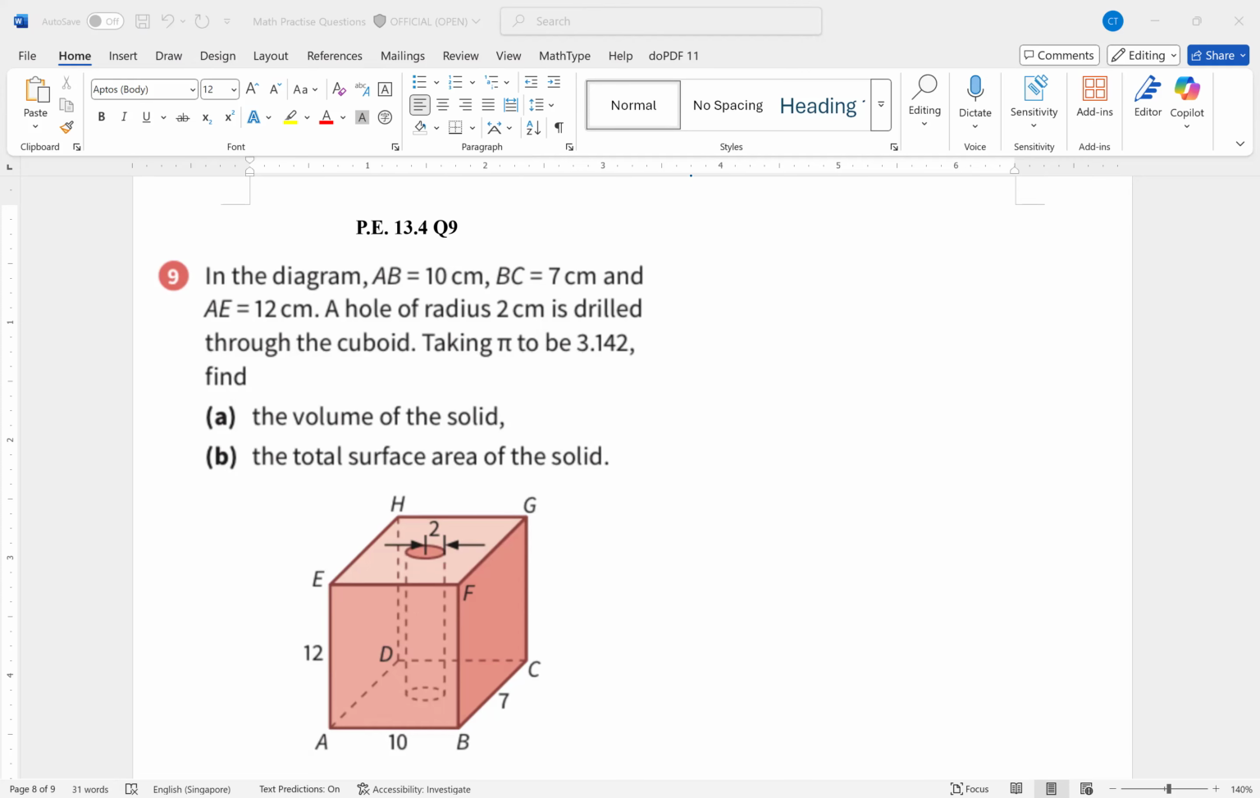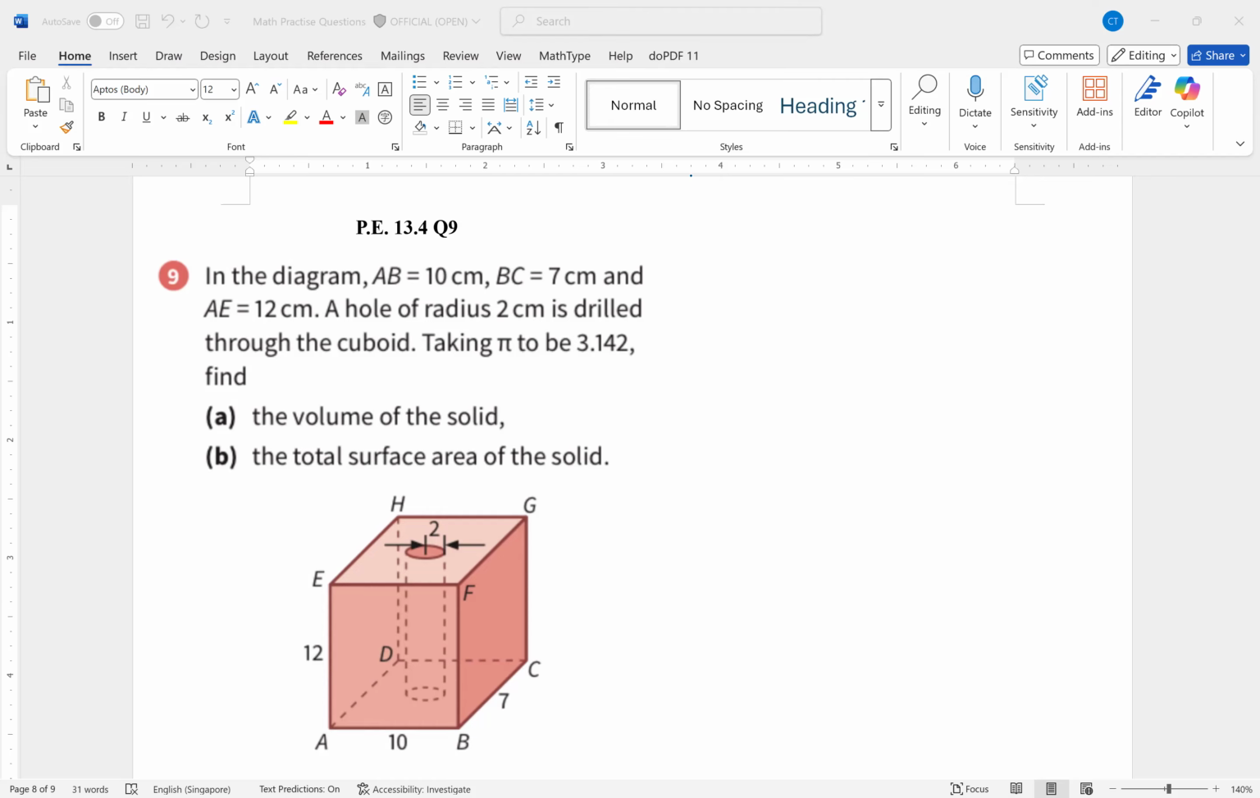So in the diagram, AB is 10 cm, BC is 7 cm, and AE is 12 cm. A hole of radius 2 cm is drilled through the cuboid. Taking pi to be 3.142, find the volume of the solid.